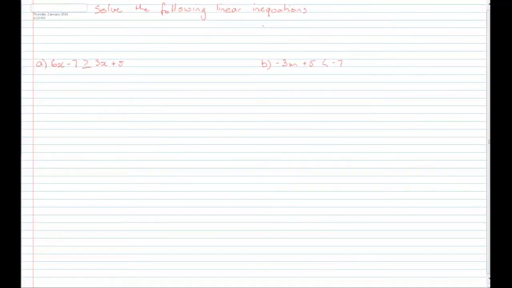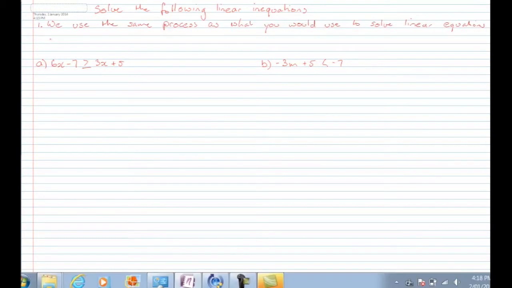Uh-oh, we now have a new problem here, and that's now solving linear inequations. That's when we use these greater than or equal to or less than signs, for example. Now, they're very similar to solving normal linear equations, except for a couple of points. These are: 1, we would use the same process as what you would use to solve linear equations, so that's everything that we've just been doing.